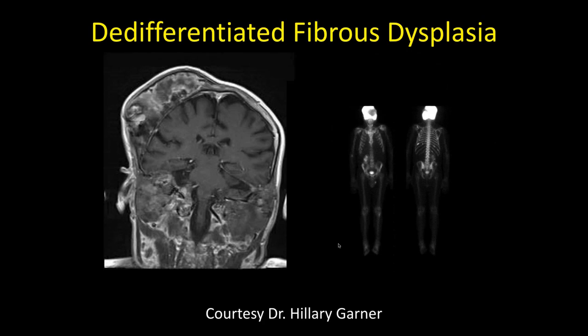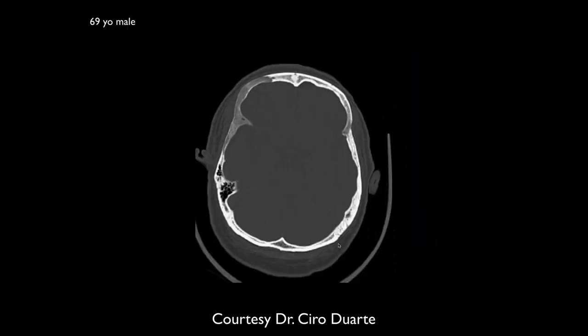Dedifferentiated. Much more aggressive variety. I think it can be. So, right frontal, parietal, temporal area, the bone is also ground glassy. It's not really expansile this way, a little bit. This also looks like fibrous dysplasia.